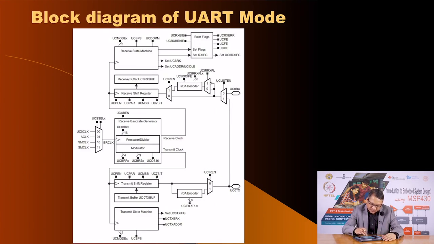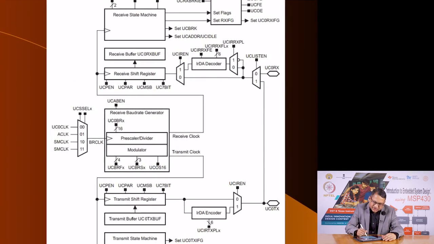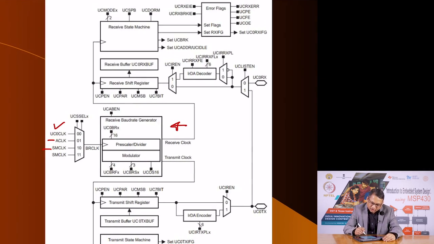So, you see the most important part is the baud rate generator here. It has a possibility of selecting a source of clock. There is an internal clock generator. You could choose the A clock, auxiliary clock, or you could choose the SM clock. This, with the help of certain registers, will divide the clock frequency down to get the bit rate clock. Now, this clock is shared to the receiving section as well as the transmitting section.